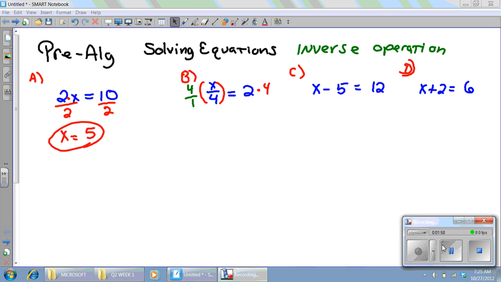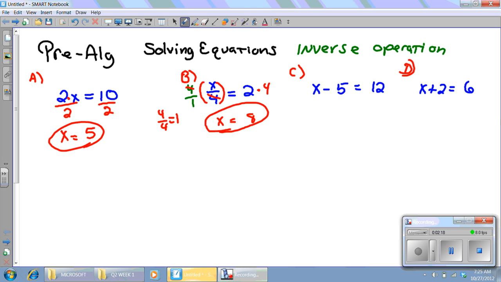Okay, sorry about that. My son was talking to me really quick. And so what happens on the right-hand side, I get 8. The left-hand side is actually even easier. The 4's cancel each other out. Why? Because 4 divided by 4 equals 1. So I get x equals 8.